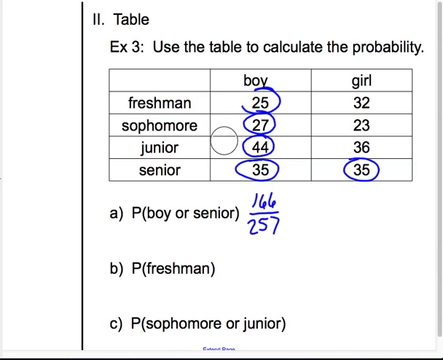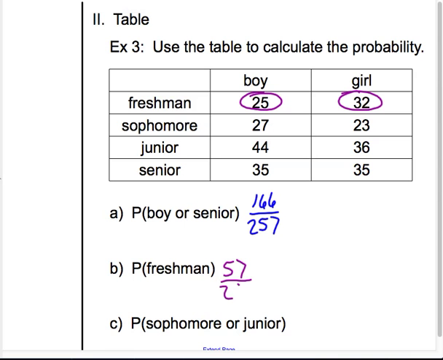So I'm going to go ahead and erase this now. All right, let's take a look at our next probability. What's the probability that we randomly choose a freshman? Well, there would be a total of 57 freshmen out of, and I already calculated the total, 257 people.